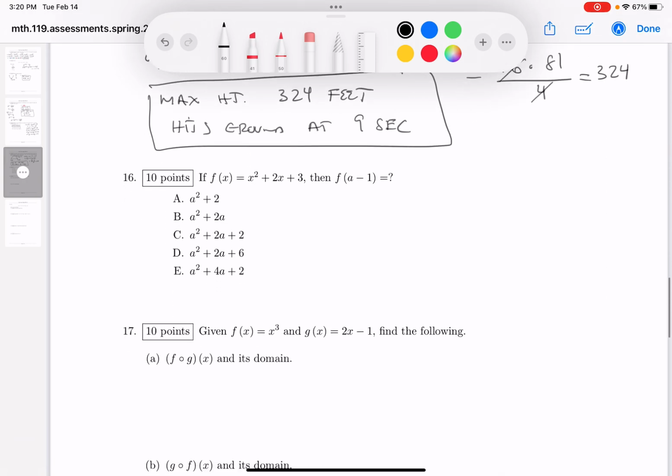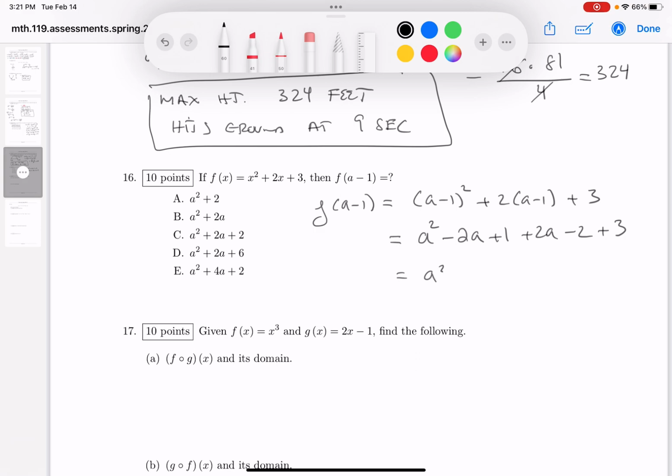Next question, it says evaluate f of a minus 1. Well, for f of a minus 1, I square it. Then I take twice the argument, a minus 1, and add 3 to it. I do not see that answer listed. Let's expand. a squared minus 2a plus 1 plus 2a minus 2 plus 3. a squared, that's there, minus 2a plus 2a, there are no a's now. 1 minus 2 is minus 1, plus 3 is plus 2. Let's look in the key, and I see that letter B.